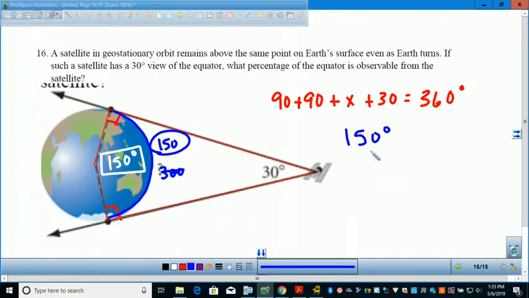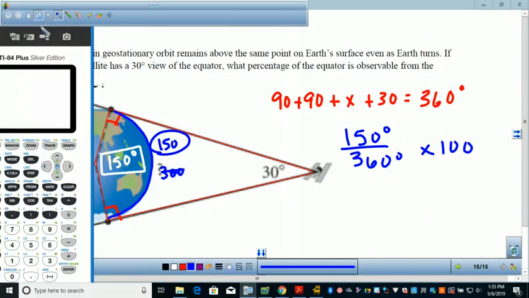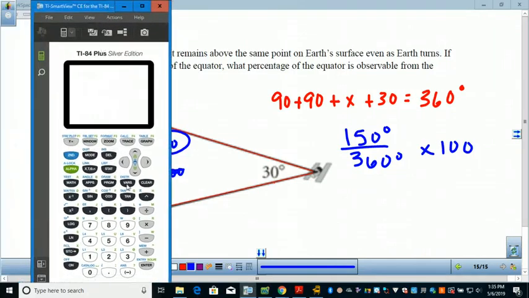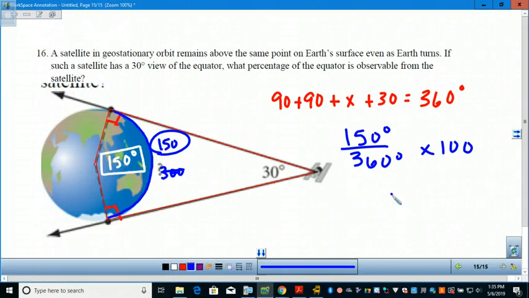What percent? How do you find the percent? You divide by 360 times 100. So that's what percent of the Earth it can see. I'll grab my calculator and do 150 divided by 360 times 100, and you're going to get very close to 42%. It's 41.666. So let's say that at any time it can approximately see 42% of the Earth's surface.